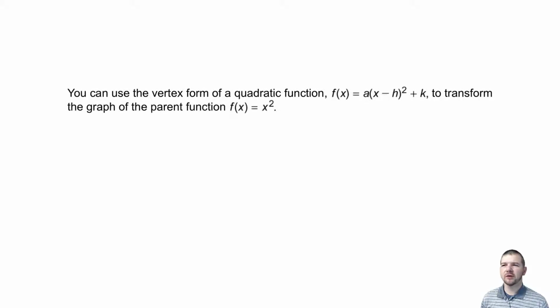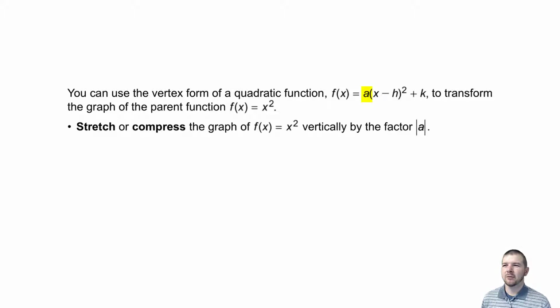You can use the vertex form of a quadratic function, f of x equals a times the quantity x minus h squared plus k, to transform the graph of the parent function, f of x equals x squared. First, we'll consider the impact of a on the graph. We stretch or compress the graph of f of x equals x squared vertically by the factor the absolute value of a. We reflect the graph across the x-axis if a is less than 0.